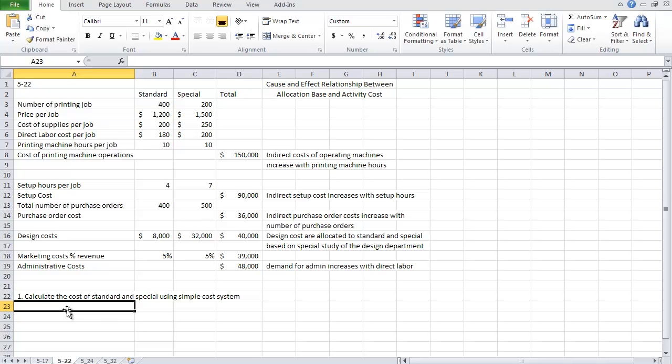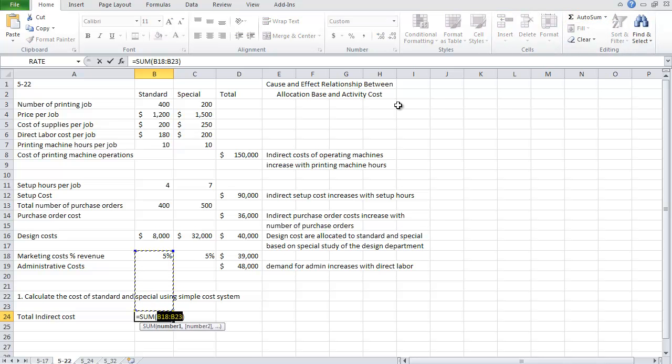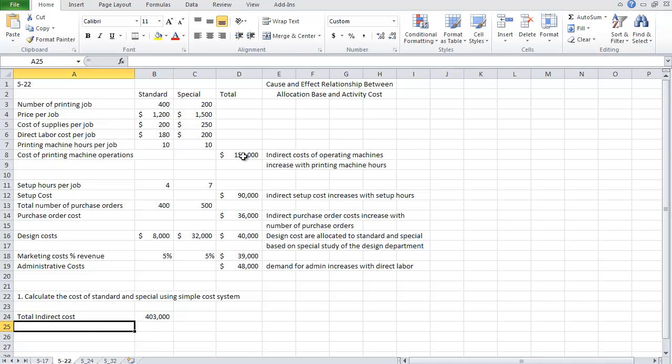So first we need to figure out what the total indirect costs are, right? So we have total indirect, and we're going to say that that is the sum of these items right here. So our total indirect would be $403,000. We are going to use, as the problem indicates, the machine hours as a base.